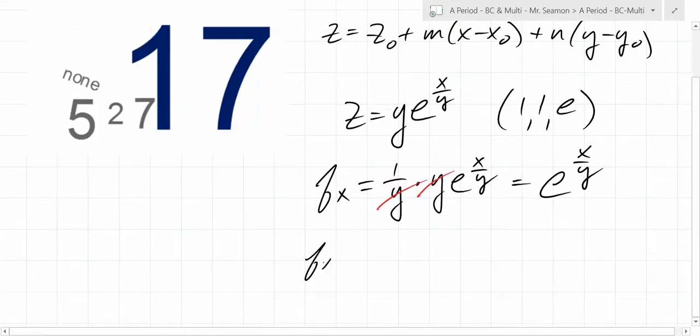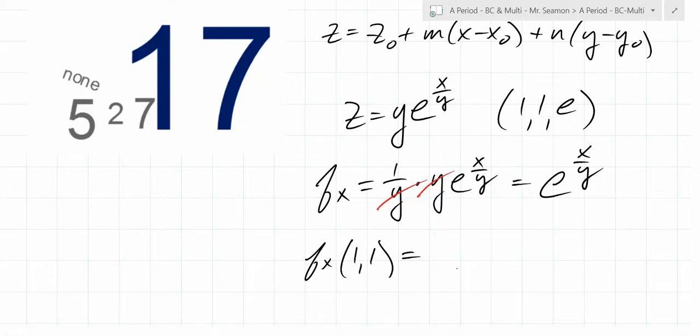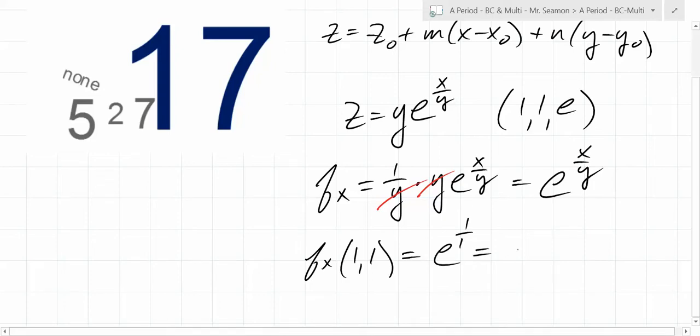So you need fx at what point? 1, 1, e. Do we need to plug anything in at this point? Isn't it just 1, 1? I'm asking you. Yes, you plug in 1. What do you plug in, 1 and 1 or 1? 1 for x and 1 for y. Yes, you need a number is what I'm trying to get at. So you end up with e to the 1 over 1, which is e.